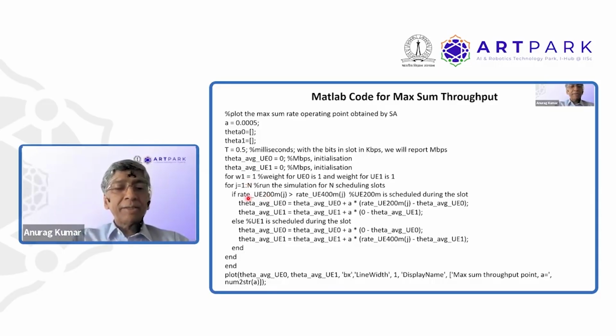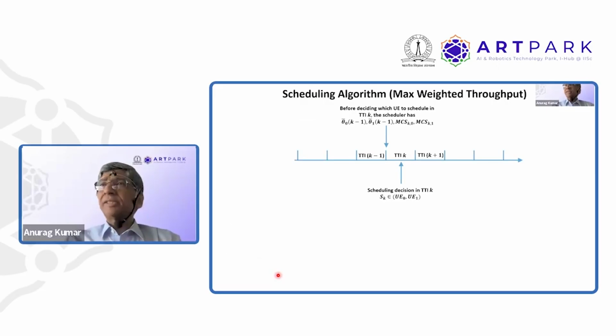And then you just compare the rate of, this is a 200-meter UE, this 400-meter UE, compare the rates. And that's what I exactly did in the previous slide. Get the averages in the other case, else, and keep on doing this. Accumulate the throughputs in an array and plot the throughputs. I'll show the plots in a few minutes. Okay, very simple. Okay. Let's suppose I want to go a little bit further.